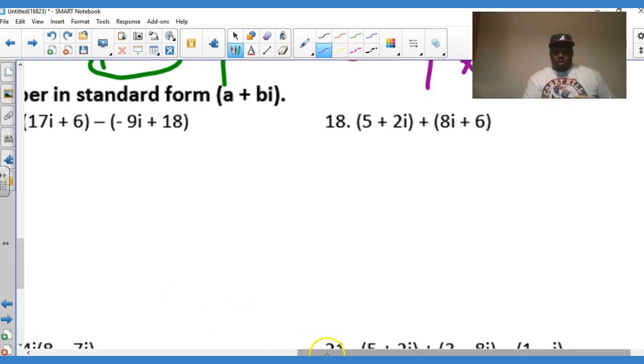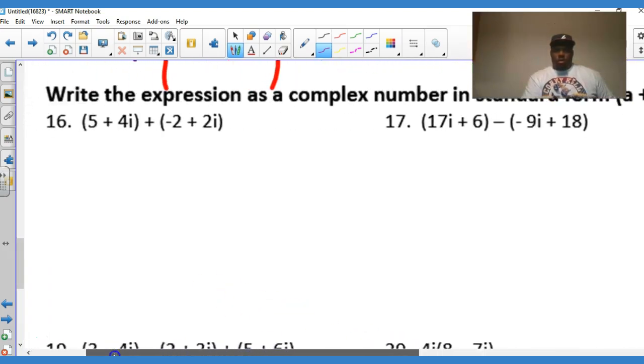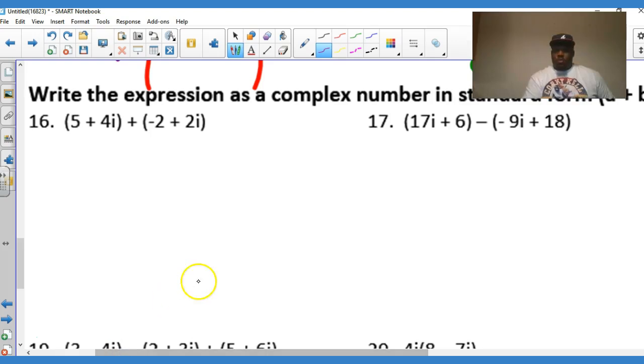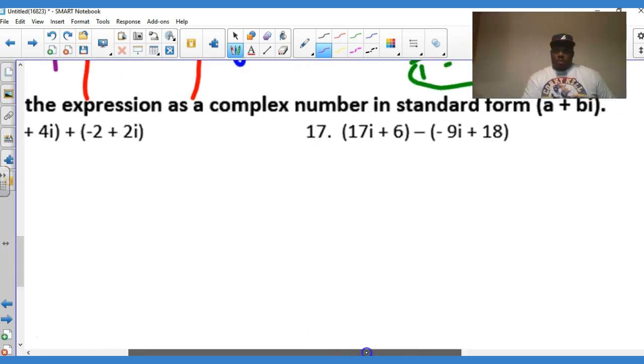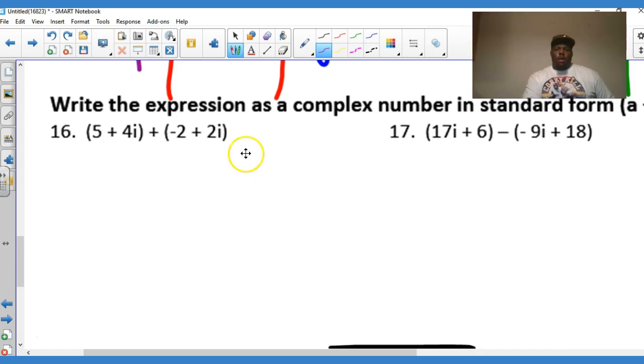Let's look at the directions of this next set. It says write an expression as a complex number in standard form, a plus bi. That's standard form a plus bi. So guys, listen, right here, this is a plus. That means we're adding this complex number with this complex number. So look, what's the real parts? The real part is 5 and negative 2. So 5 plus negative 2, or 5 minus 2, guys, is 3.